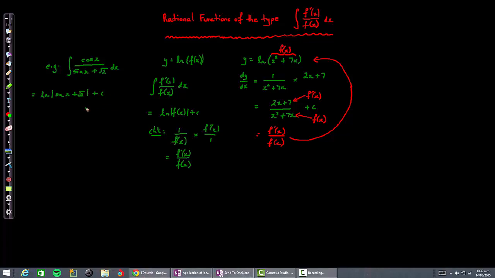Okay, so all good. What happens though if we have things which are slightly more complicated? Well, let's take a look at, say, something like the second example.